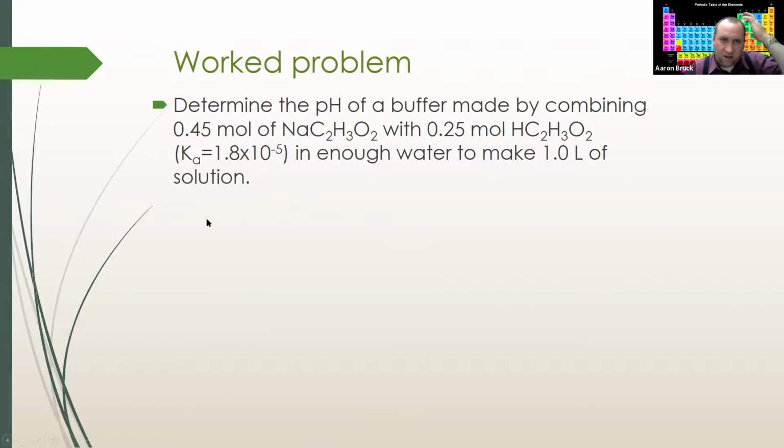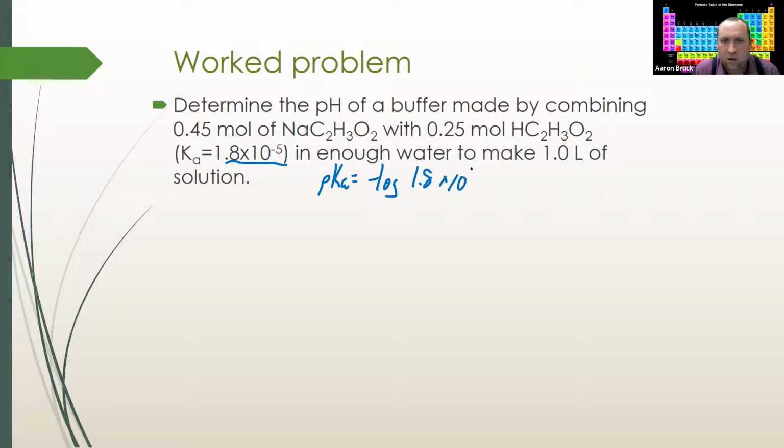All right, let's look at another one. Determine the pH of a buffer made by combining 0.45 moles of sodium acetate with 0.25 moles of acetic acid and enough water to make 1 liter of solution. So a little bit more work to do here. We've been given a Ka value, so we need to turn that into a pKa.